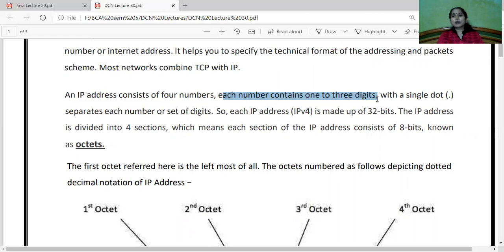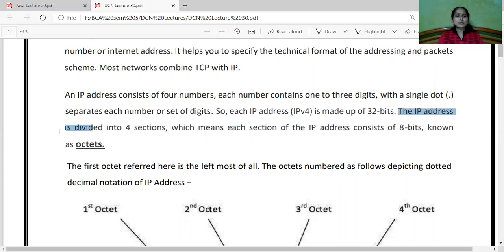Now when I talk about 8 bits, पहले byte की अगर हम बात करें तो all zeros if put together in 8 bits makes 0 in decimal, and 8 times 1 if I write, that makes up 255. So 0 से 255 is the range of any byte of an IP address, with a single dot in between separating each number or set of digits. So each IP address in the IPv4 scheme, V4 means version 4, is made up of 32 bits. I said this. 4 bytes means 8 fours are 32 bits is the size of an IP address.